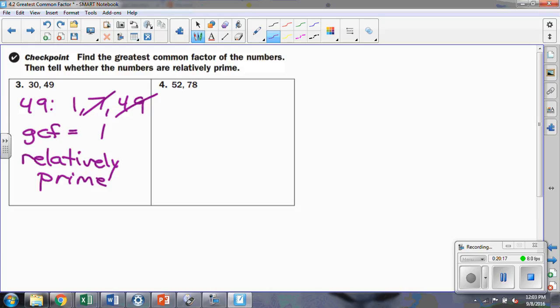Also, when I look over at 4, I don't need the full prime factorization. Can you tell me any number that's going to divide into both of those? 1. How about 2? They're both even numbers. If they're both even numbers, we've got a factor that's bigger than 1. I don't even need to know what their greatest common factor is. There's something bigger than 1. Immediately from that, I know that they're not relatively prime.